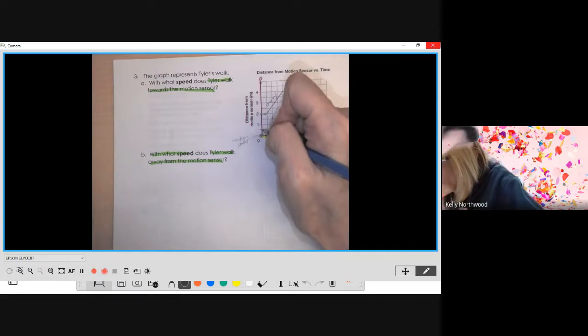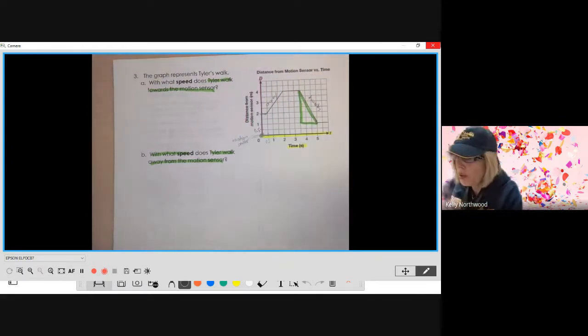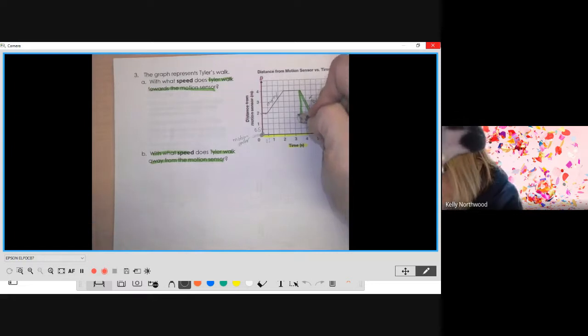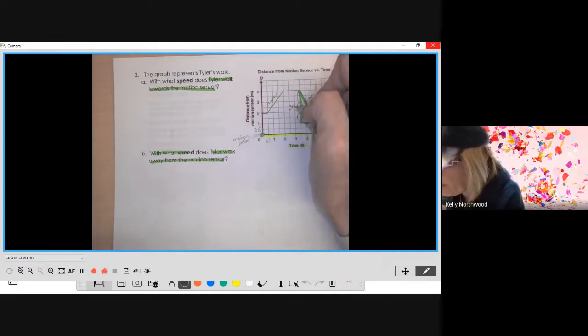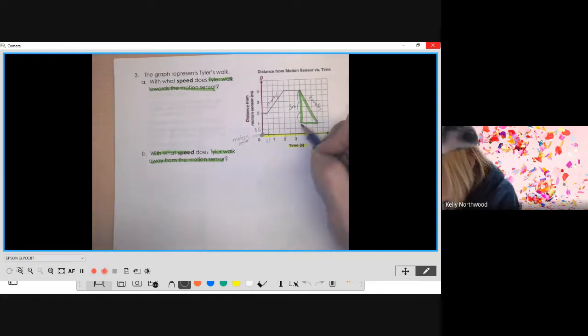So each square is worth 0.5, or every 2 is worth 1. So 1, 2, 3 meters is my rise. And my run, each one's worth a half as well. So this is 1.5 seconds.